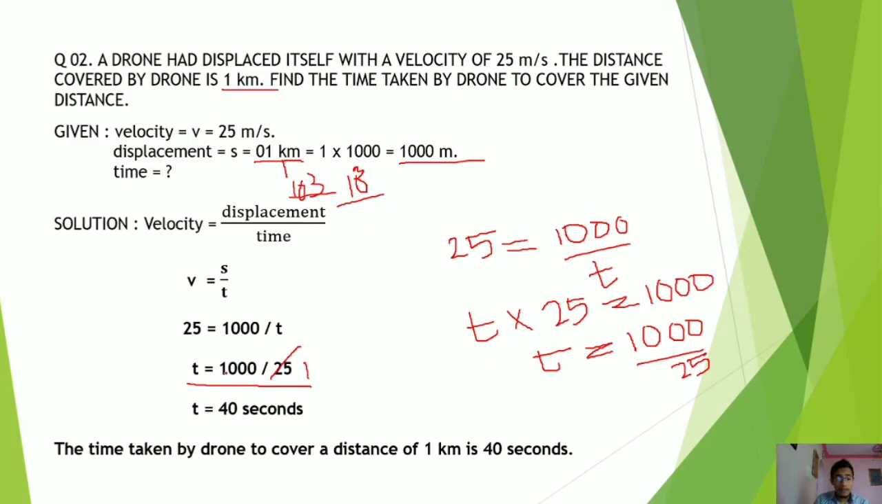Now 25 ones are 25, 25 fours are 100, and this 0. So we get t equal to 40 seconds. So the time taken by the drone to cover a distance of 1 kilometer is 40 seconds. So this was the second numerical.